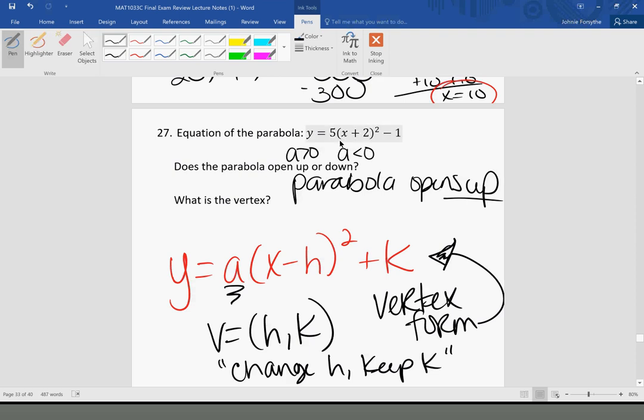So for example, in this case, it's x plus 2 in the parentheses. So for your vertex, negative 2 would be the x coordinate. Change the h, which means change the sign, and then k, keep the k, so the y coordinate would be the same, negative 1. Change the h, keep the k. That only works for vertex form.